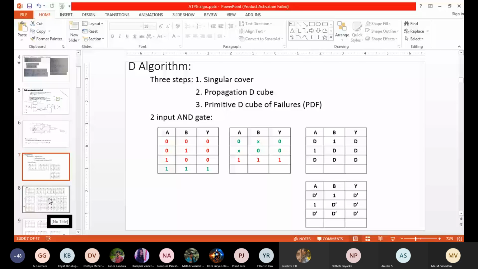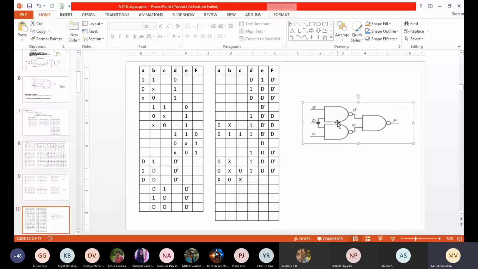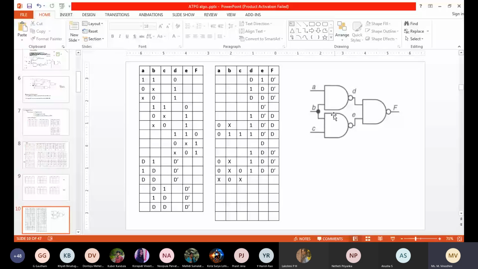For XOR and XNOR, I told you the singular cover is not possible, only propagation D cube is possible. That we will see a little later. Suppose a circuit is given to you like this. In the circuit, which gates are there? Fault is not specified; I will give the fault. If this circuit is given and I have asked you to use the D algorithm, what are the gates present in the circuit? NAND gates, only NAND gate. So if I want to solve this circuit using the D algorithm, I should know the singular cover and propagation D cube of the NAND gate.